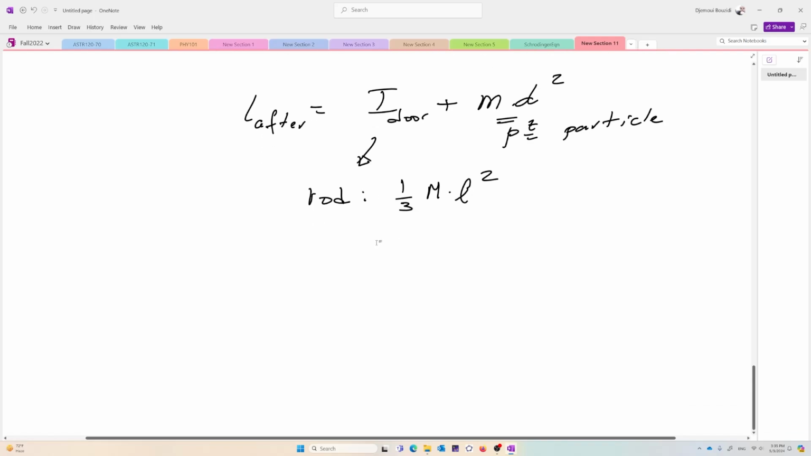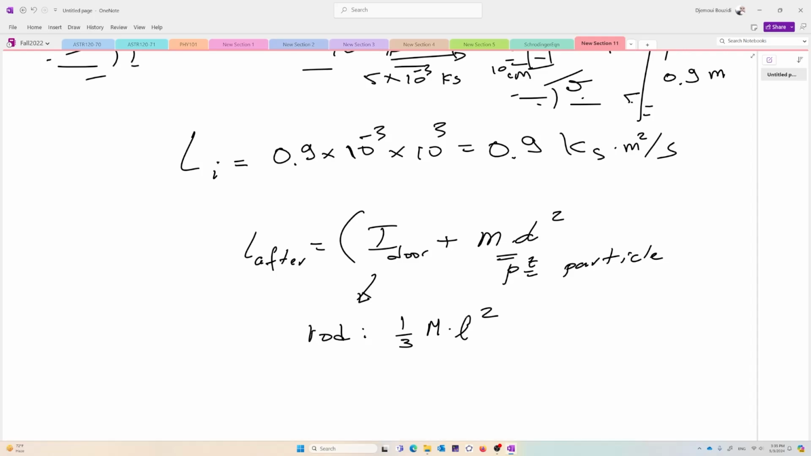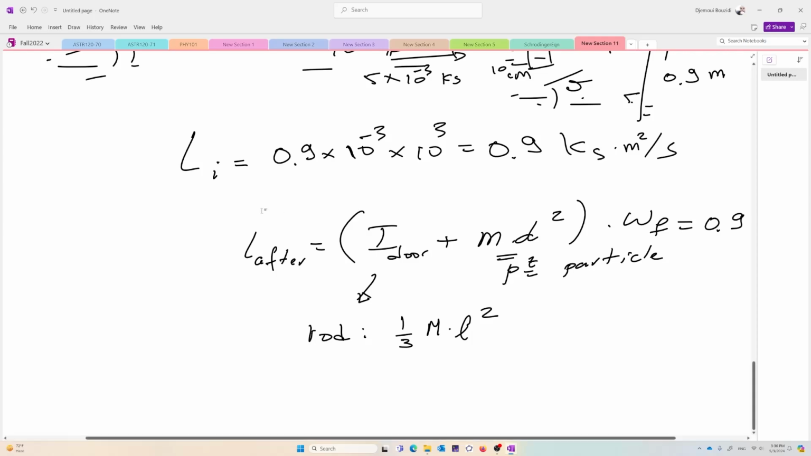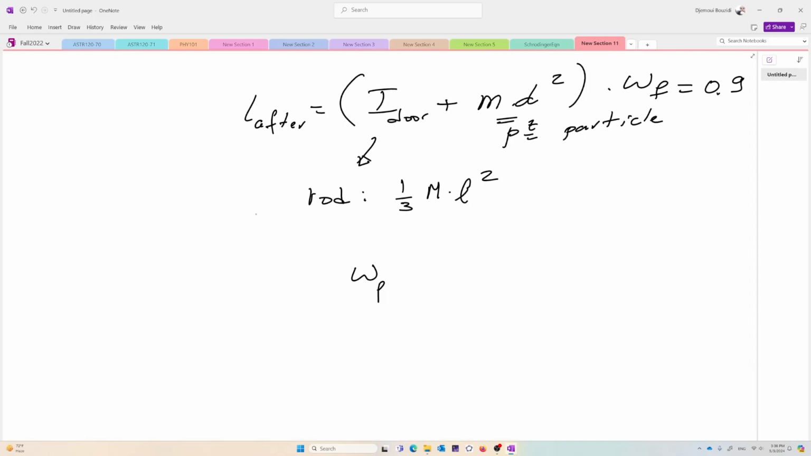So we have the I after, all we have to do is multiply it by omega final. This must be equal to 0.9, the value before. So we can find omega f, the omega with which the whole door swings, including the bullet. So it's going to be 0.9 divided by 1/3 the mass of the door, which is 18, times its length, 1 meter squared, plus the mass of the bullet, which is 5 times 10 to the negative 3.